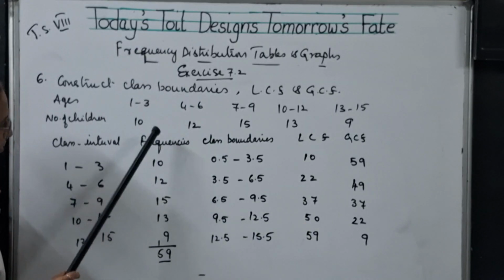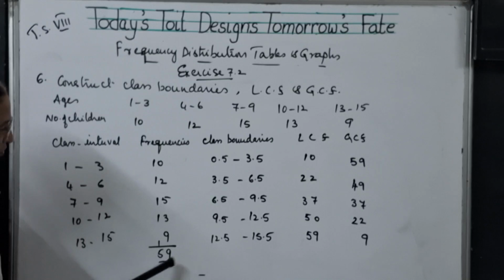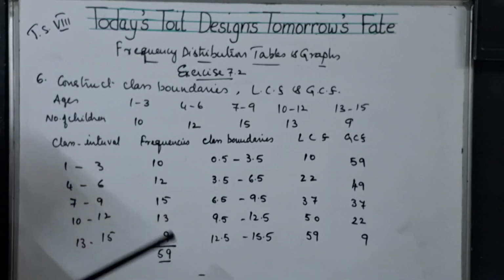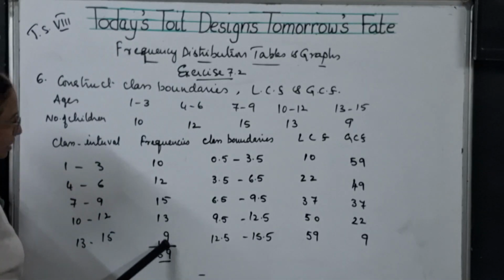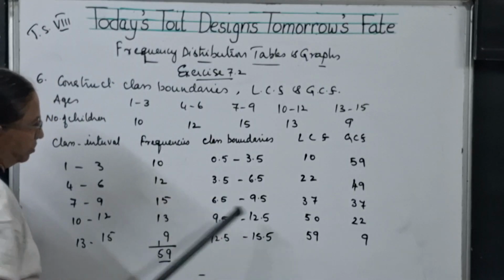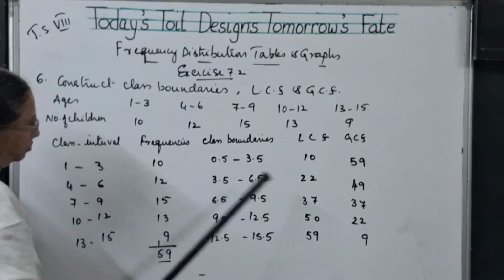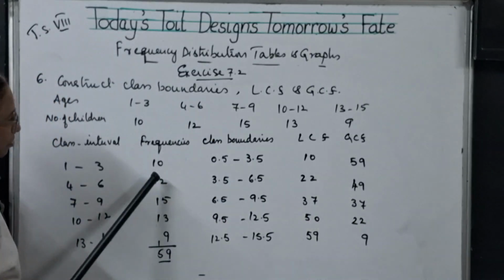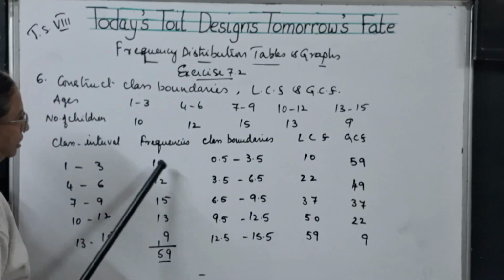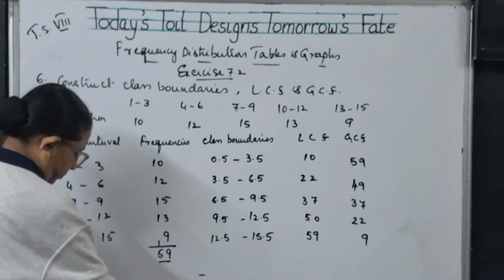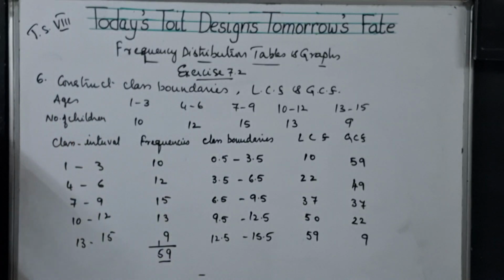Is it right or not? I am adding, I have got 59, so it is correct. Greater than cumulative frequency with the greatest number 9. 9 plus 13, 22. 22 plus 15, 37. 37 plus 12, 49. 49 plus 10, 59. So, this is the answer for the sixth problem, children. Note it down.